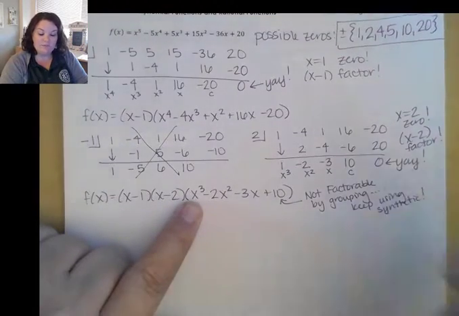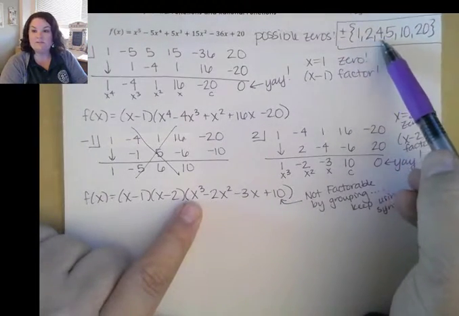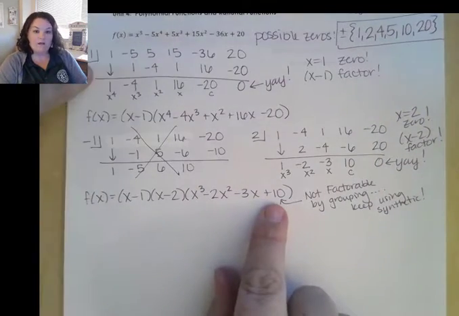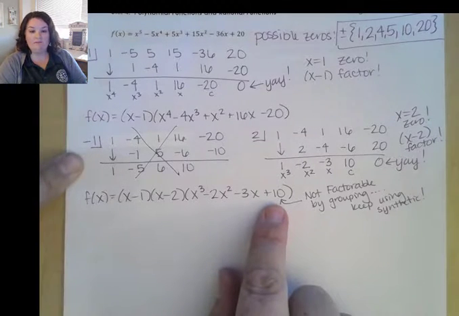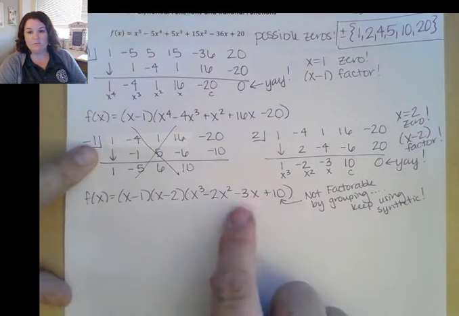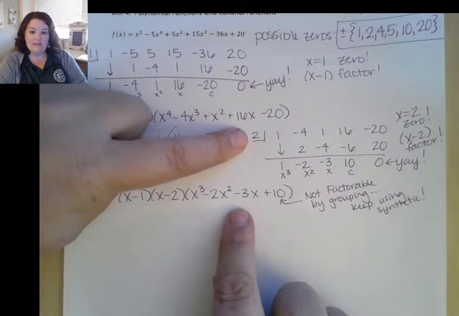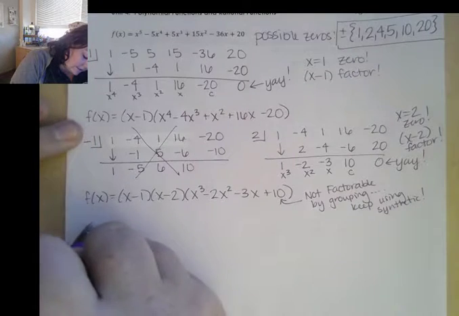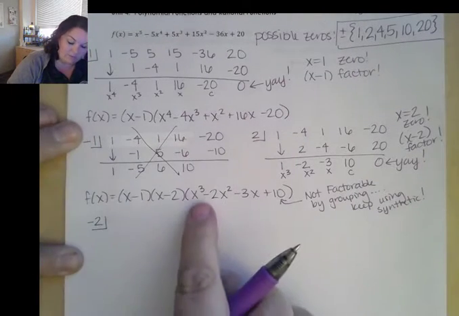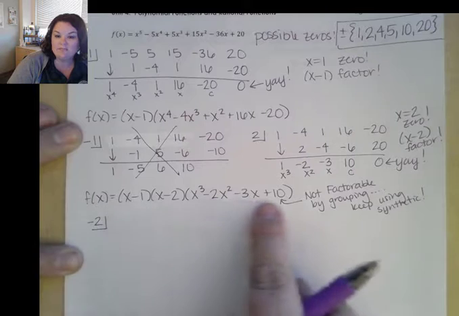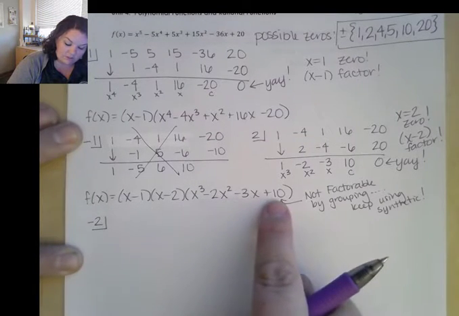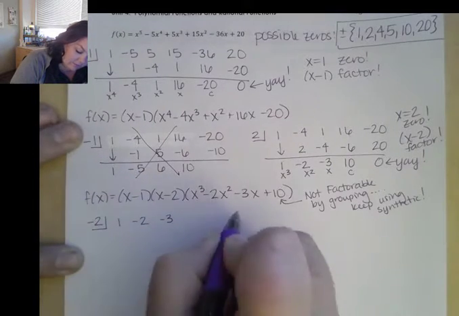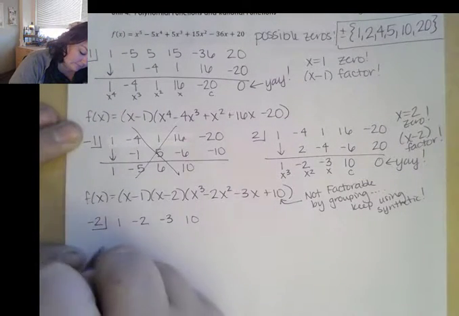But it could still be plus or minus 1, plus or minus 2, plus or minus 4, plus or minus 5, plus or minus 10, right? Now, we've already done 1 up here. We've already determined -1 doesn't work. And if it didn't work up here, it's not going to work now. And we already tried 2. So our next one is, let's try -2. So we're going to put -2 in our box. And remember, we're trying to further break down this one. So these are the coefficients we're going to use, which is 1, -2, -3, and 10.